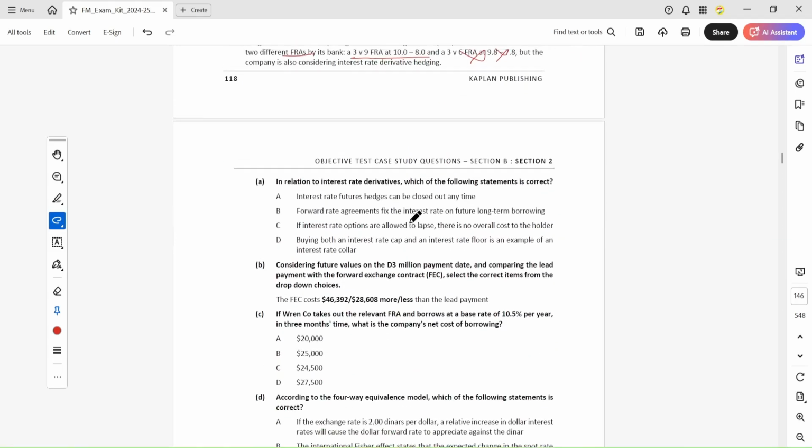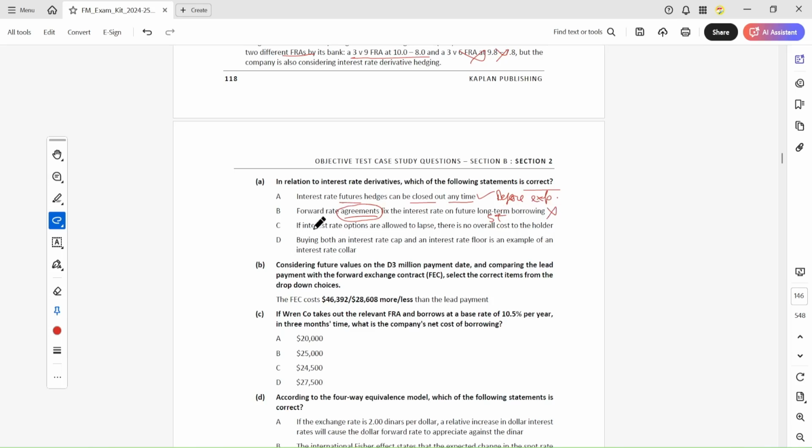The company is considering interest rate derivatives. In relation to interest rate derivatives, which of the following statements is correct? Interest rate futures can be closed out at any date. Yes, before expiry, close out at any date. Yes, this is correct. For an FRA, fixed interest rate on future long-term borrowing? No, short-term borrowing. So FRA is for hedging short-term risk. Swap is used for long-term hedging of the risk.